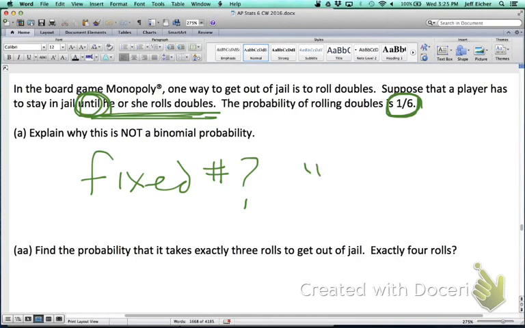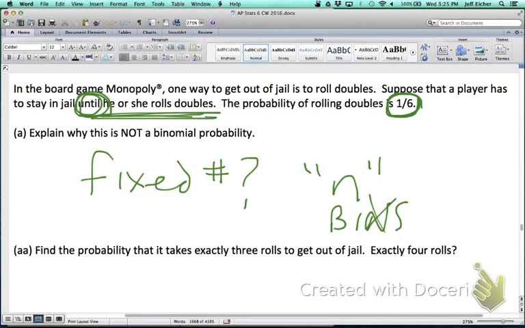But the problem is the n in BINS. Good old BINS. There is no n, no fixed number of trials. So it must be some other type of probability. Something else. So let's solve.